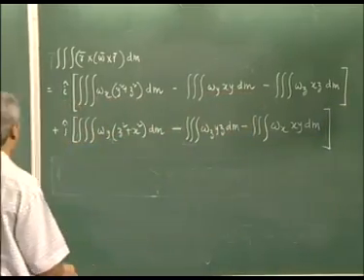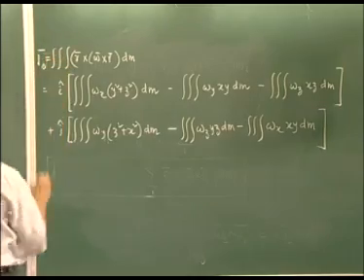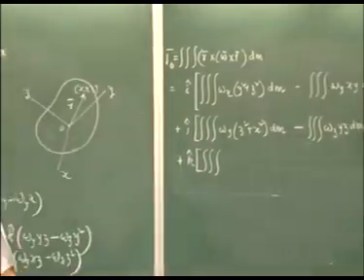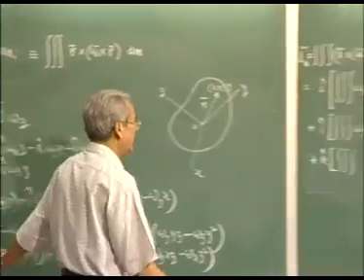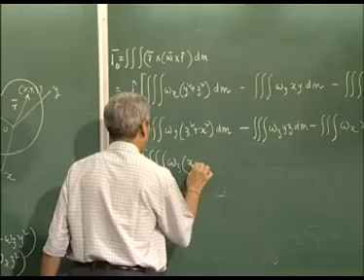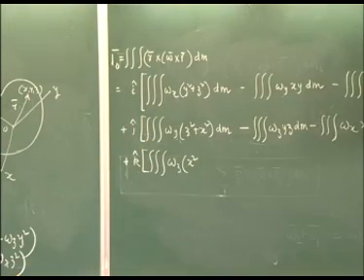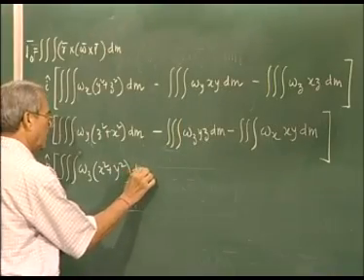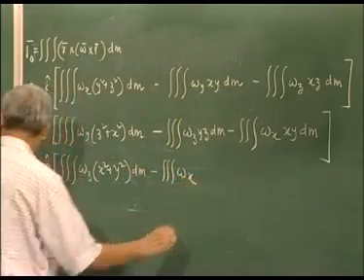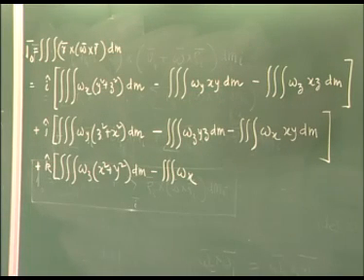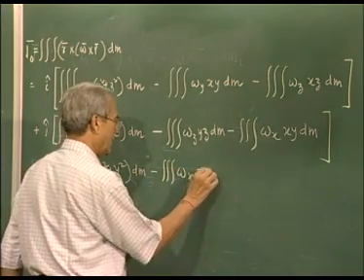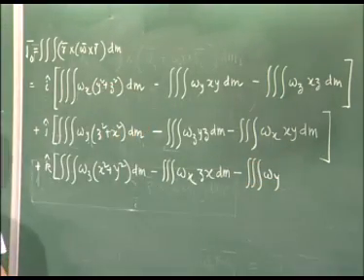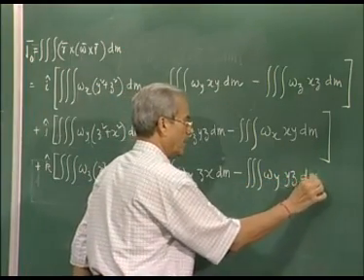So, this is the j component of the angular momentum, remember that, plus k, that is the z component, k into omega z x squared plus omega z y squared, this minus minus makes plus, minus omega x x z minus omega y y z. Okay.